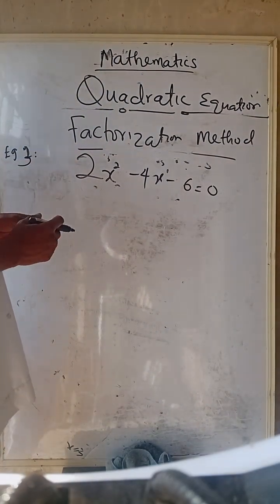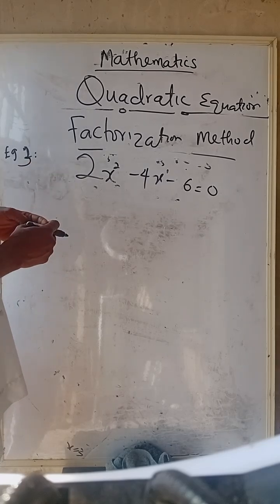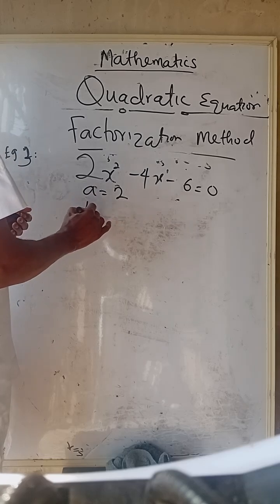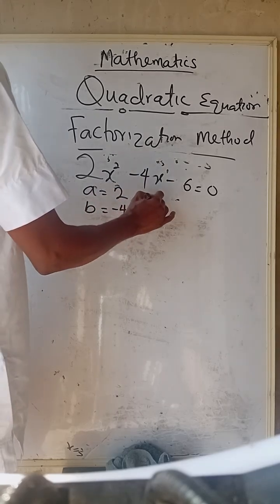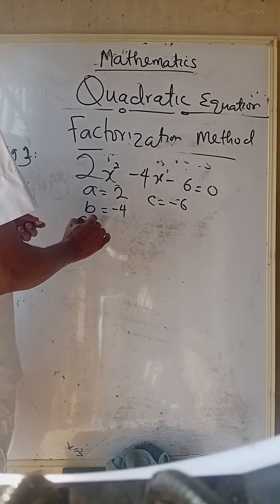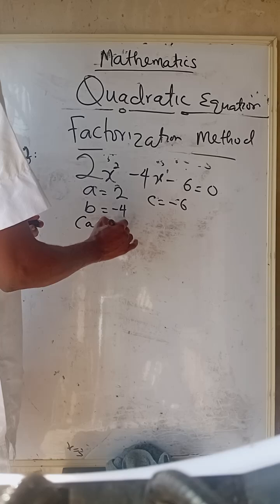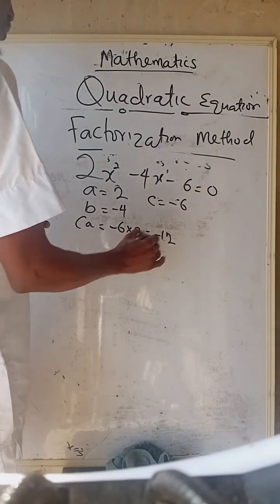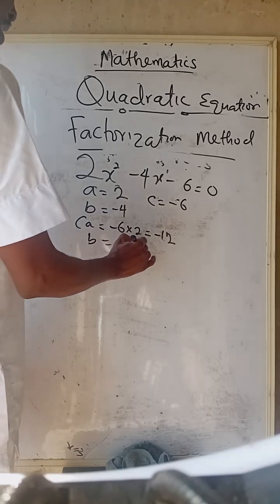The third example under the factorization method. Our a here is 2, our b is -4, and our c equals -6. Now we find our ac. Our ac is -6 times 2, which gives us -12. Our b is -4.